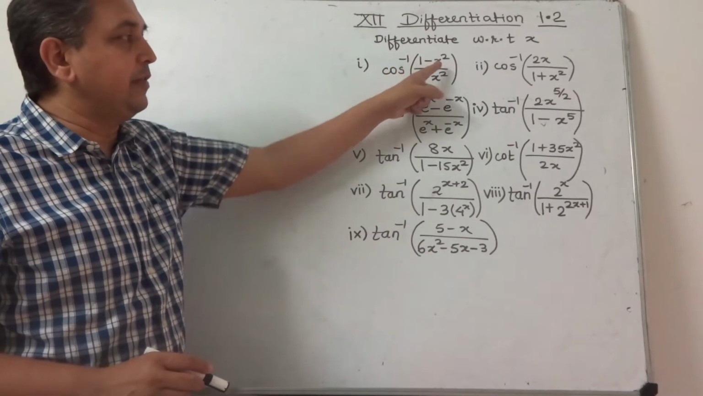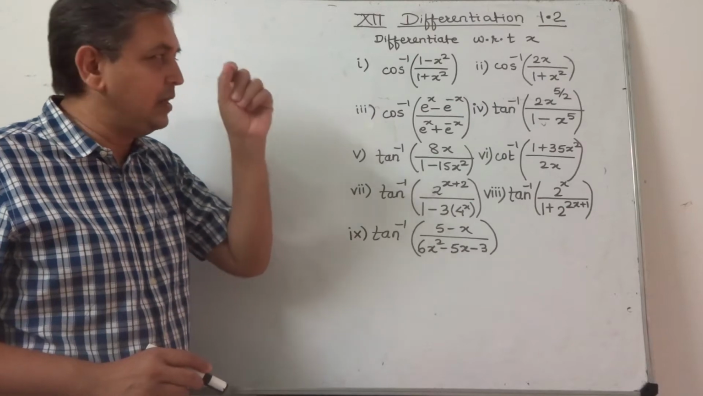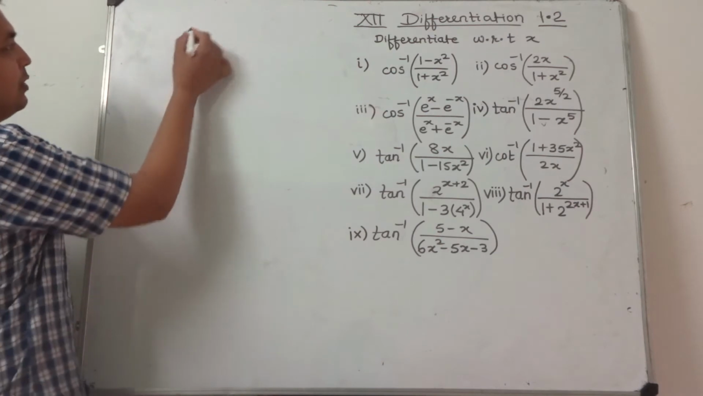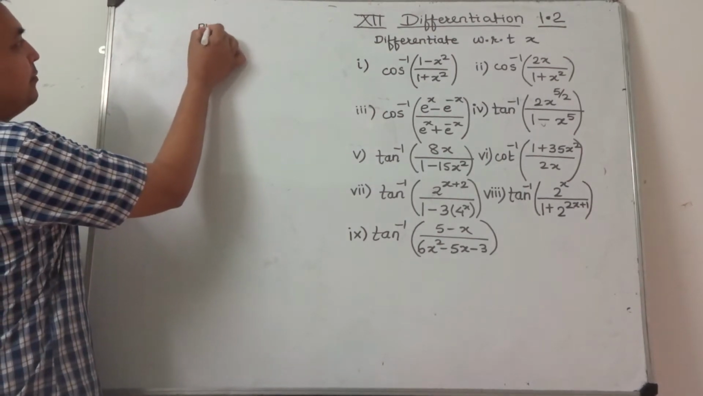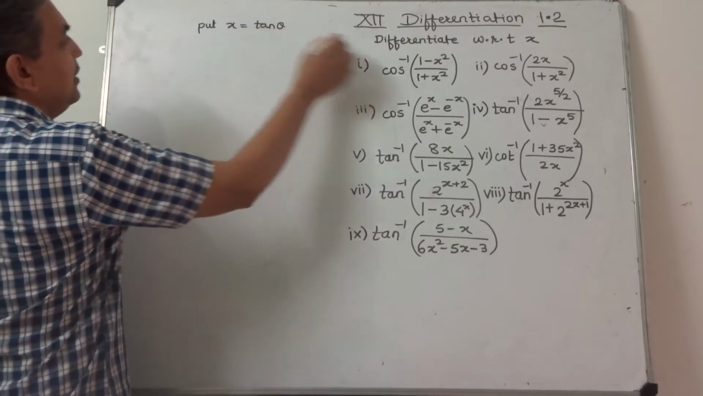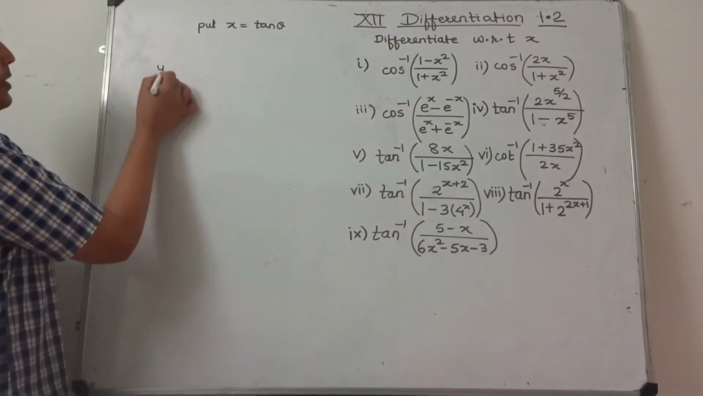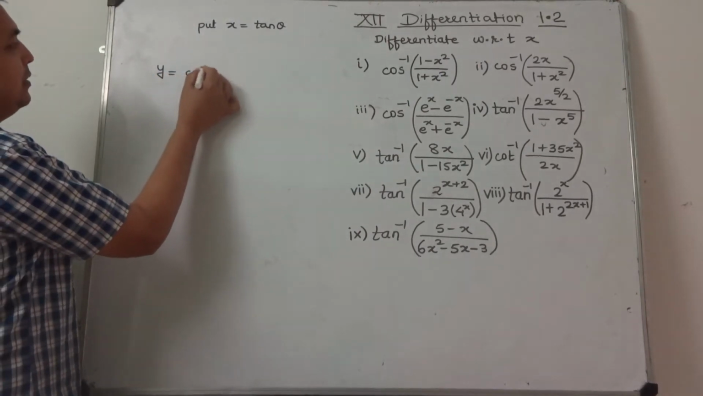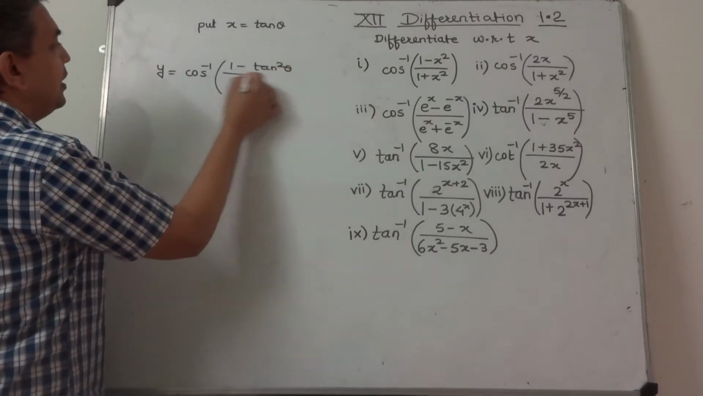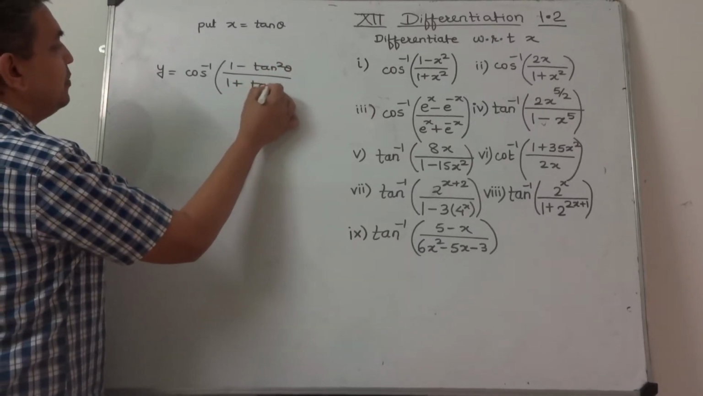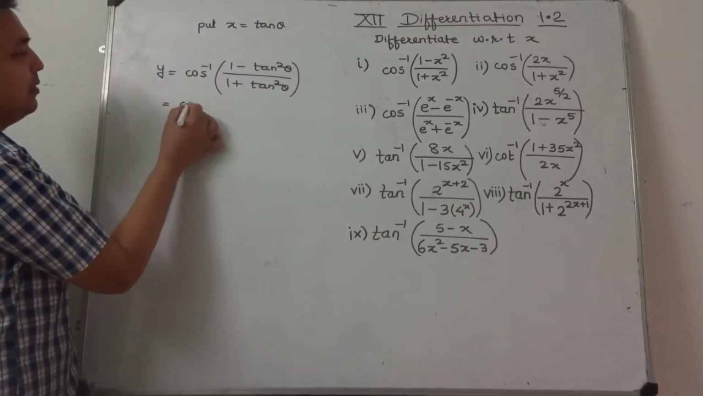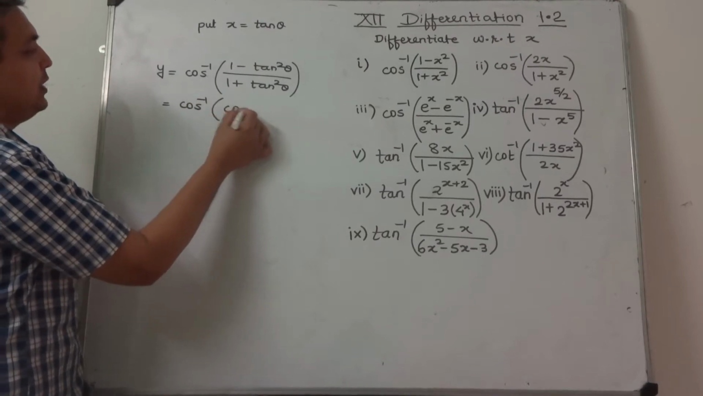1 minus something square upon 1 plus something square, this is 1 minus tan square theta upon 1 plus tan square theta. So what we do is we put x is equal to tan theta in this problem, and so the problem becomes y is equal to cos inverse of 1 minus tan square theta upon 1 plus tan square theta. Now using trigonometry the question becomes very easy. This is the formula for cos 2 theta.